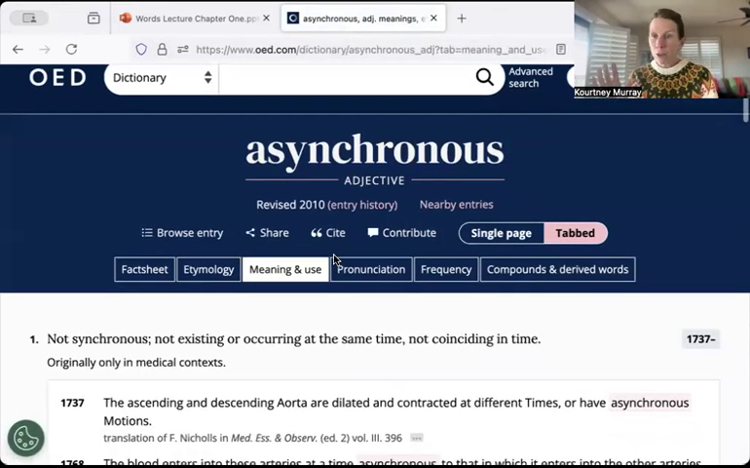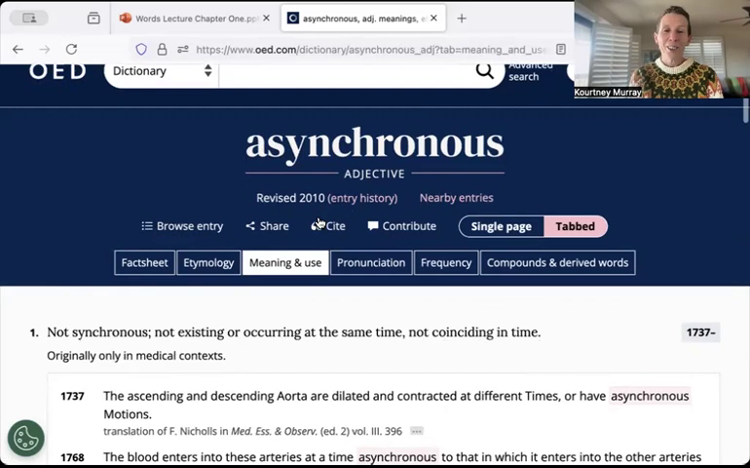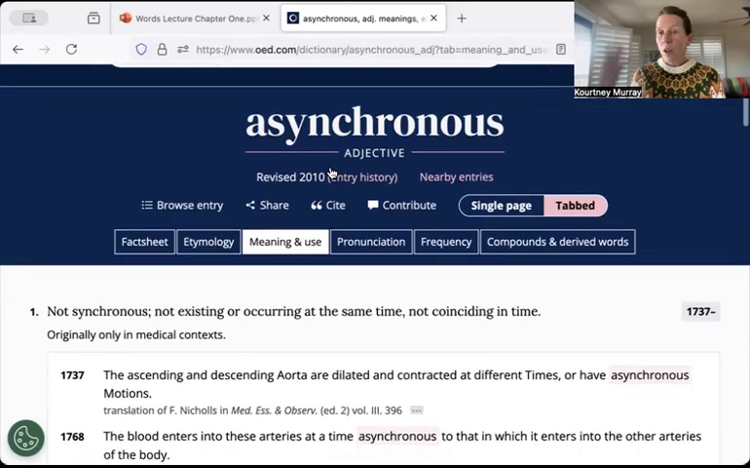Rather than a bunch of abbreviations, which is what you would find in a physical dictionary, and what our book is teaching you how to understand, you have it all split out here. So here's our word. It tells us that it's an adjective. It tells us the last time this word was revised. Now, 2010 seems surprising to me. I'm surprised it changed during COVID times, but they're constantly updating it. That's the magic of the OED.